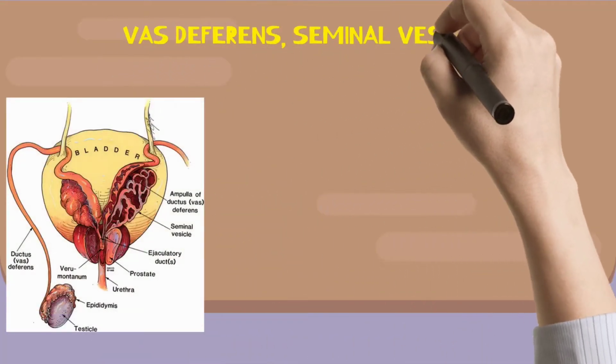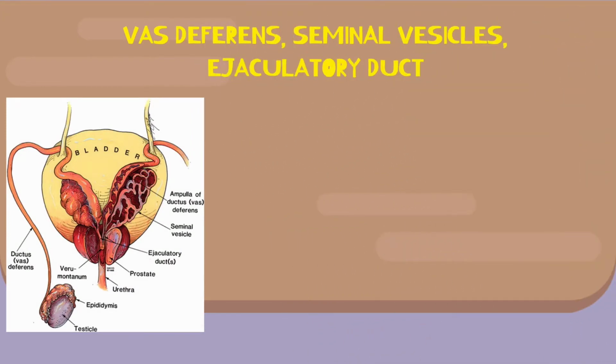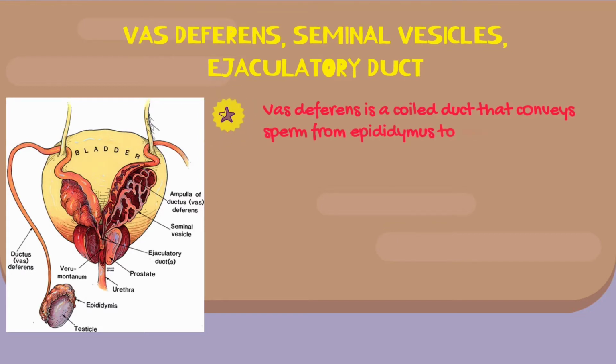Vas deferens, also known as ductus deferens. Vas deferens is the tube that connects the testicle with the urethra. It is a coiled duct that conveys sperm from the epididymis to the ejaculatory duct and urethra.